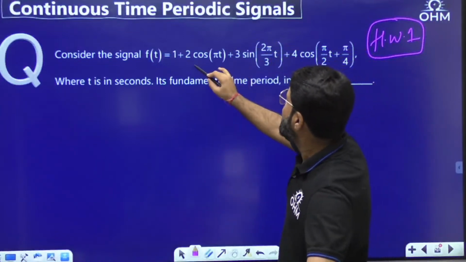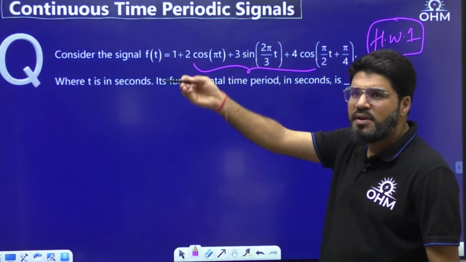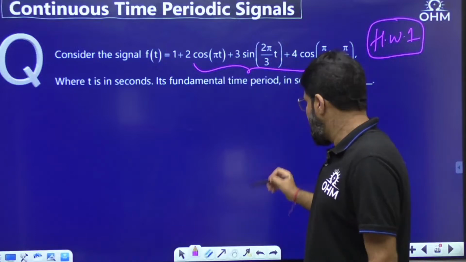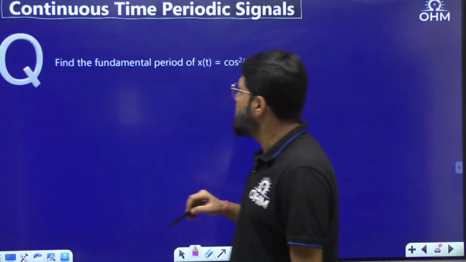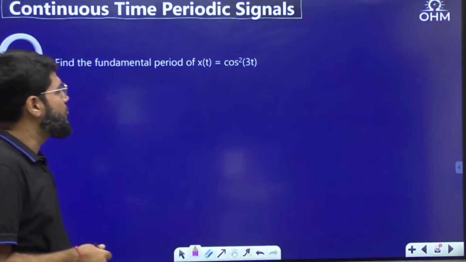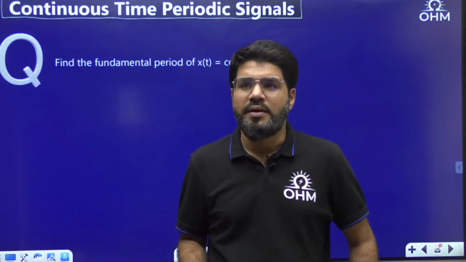Now addition of 3 signals. 1, 2, 3. So how to deal, just like the previous question. Now there is a constant DC added to it. Before you understand the effect of the constant, have a look into this example. Find the fundamental frequency as well as the period of cos square 3t. So we know for cos omega t, cos square.